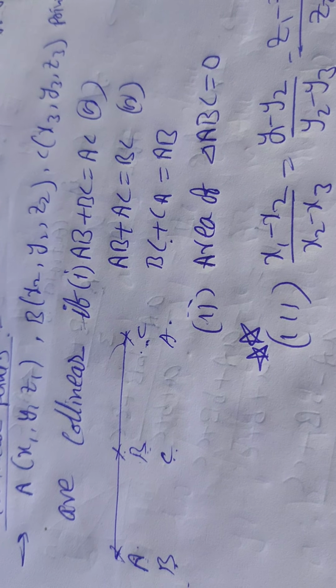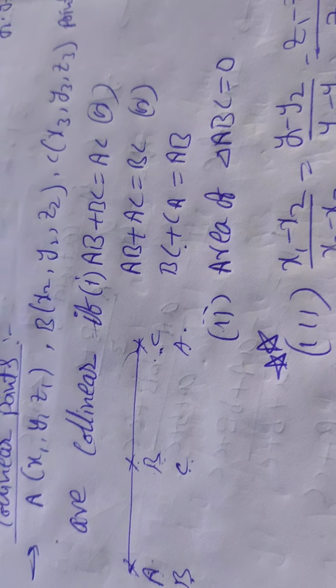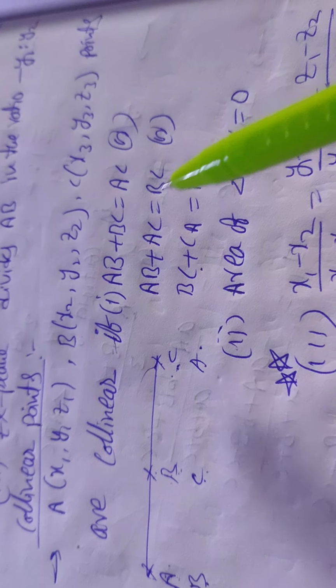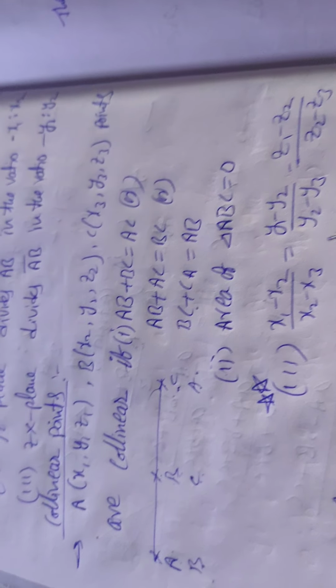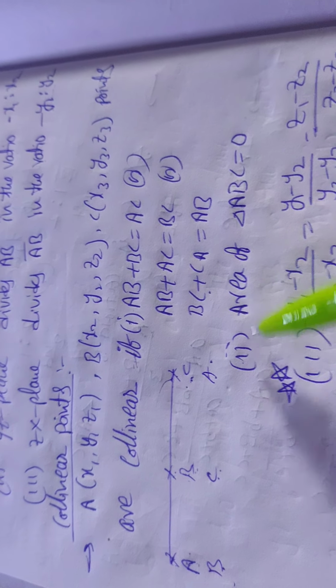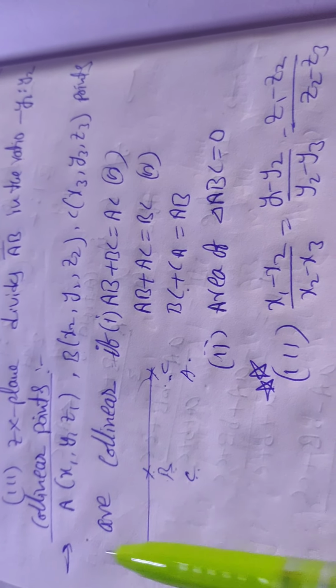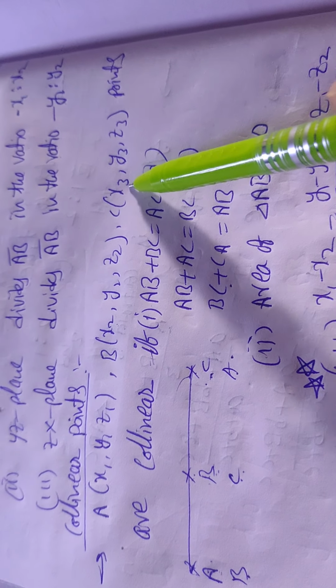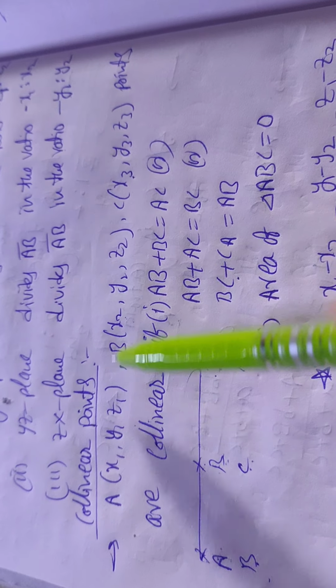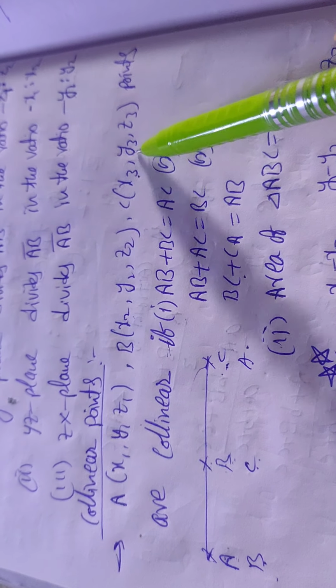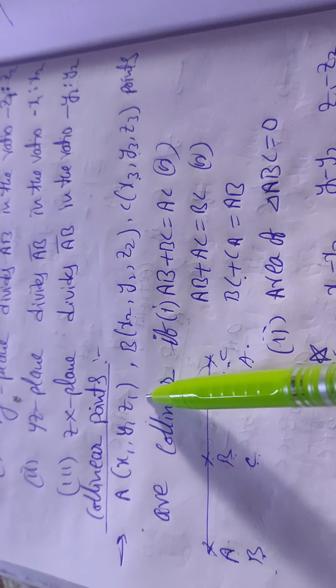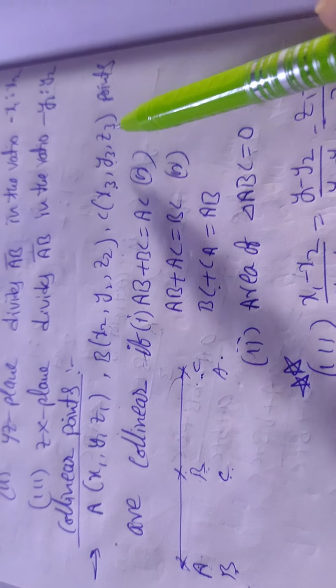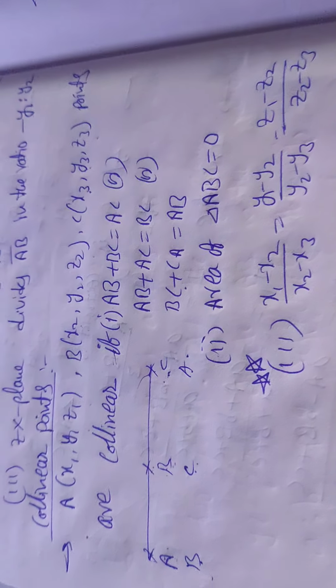But here this is different, so here these are not slopes, because we won't use slope here. So here the formula is different. That means (x1 minus x2) by (x2 minus x3) is equal to (y1 minus y2) by (y2 minus y3) is equal to (z1 minus z2) by (z2 minus z3). This is the third point, very very important. Just remember, this is different.